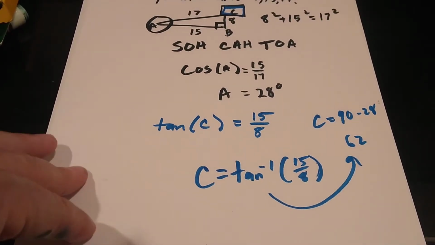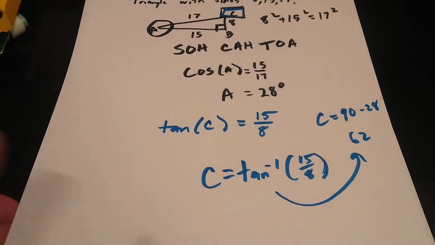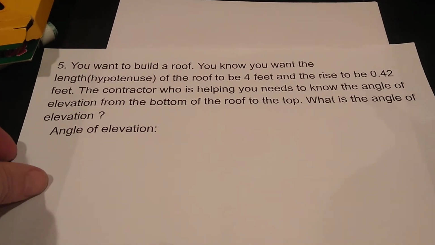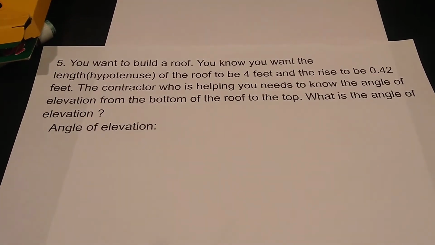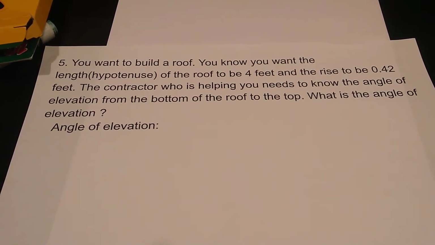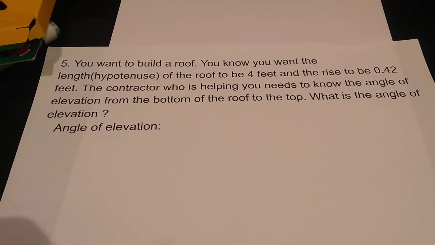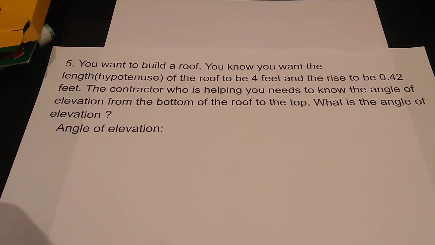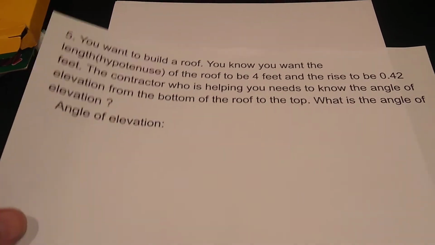Okay, I'm going to go through a couple of problems real quickly. So in a word problem, how this might show up. Okay, I've got a word problem which I'm going to let you read on your own. I'm going to put it on the screen for a moment so you can read it. Okay, so there that is. You want to build a roof. You know you want the length or the hypotenuse of the roof to be 4 feet and the rise to be 0.42 feet. The contractor is helping you. You need to know the angle of the elevation from the bottom of the roof to the top. What is the angle of elevation?